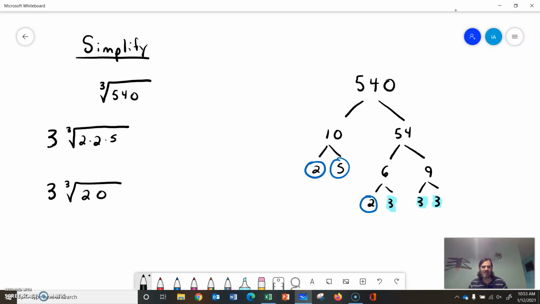And if you question that, although you don't want to go to a decimal ultimately for your answer, you could do a decimal approximation for both of these in your calculator. Cube root of 540 versus 3 times the cube root of 20, and see that they are the same number. But that's what you're looking for in the correct form, 3 cube roots of 20.